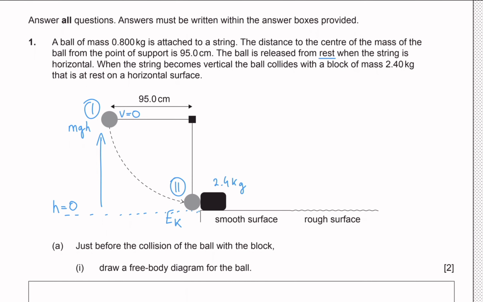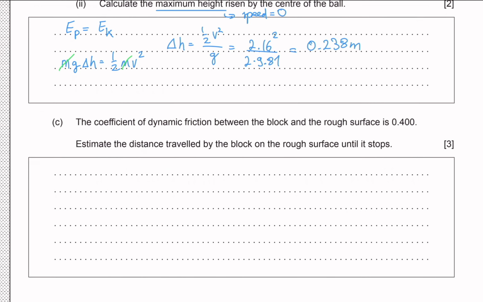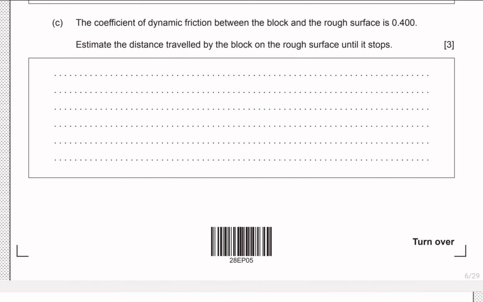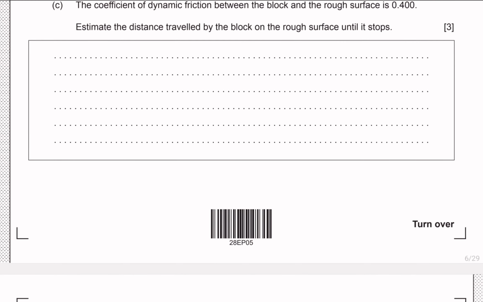So we see that at the start we have some smooth surface, so it's not going to lose any of its speed there, but then it goes into this rough surface, which due to friction is going to make it lose its speed. And so we need to calculate how far it can travel before it stops. So I think it's best if we draw a free body diagram first.